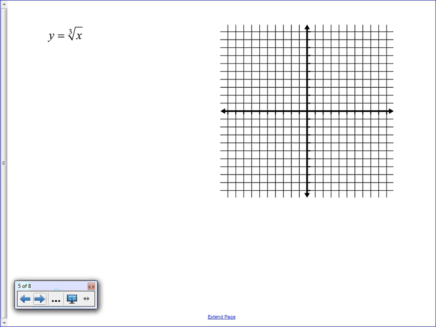This is a cube root function. So now we have a small, shrunken little 3 inside of our root. That tells us this is a third root function. And this is the most basic one. It's got nothing being multiplied by it, nothing being added, nothing being subtracted.